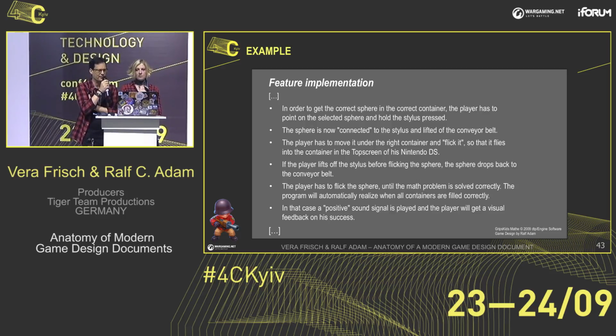Stylus, it was a DS game, like I said. The sphere is now connected to the stylus and lifted over the conveyor belt. The player has to move it under the right container and flick it so it flies into the container in the top screen of the DS, and so on. So this is really the level of granularity and the style in bullet points that a coder will understand and can start implementing. Some call this, also if you Google it, pseudocode. It can even go down one level further, but for me this had worked out pretty well in the past.